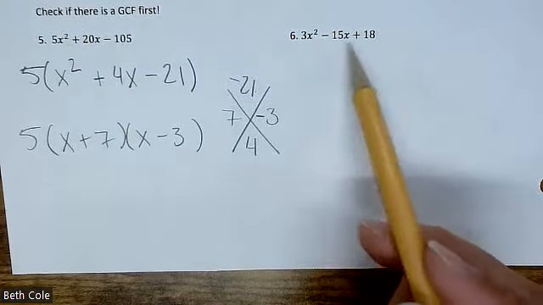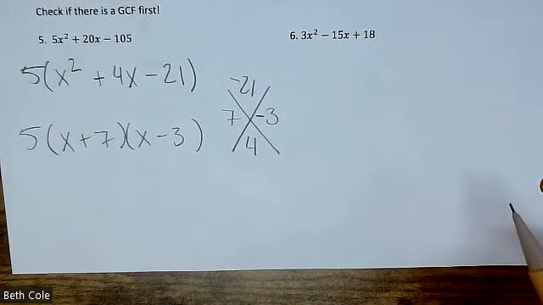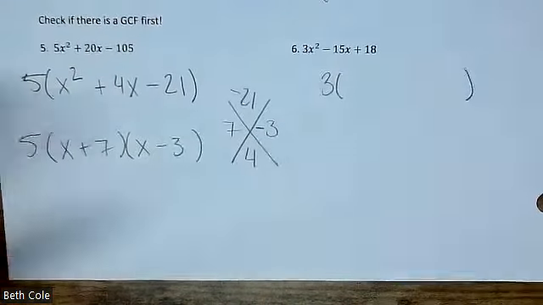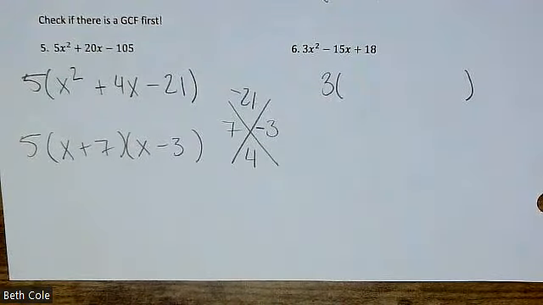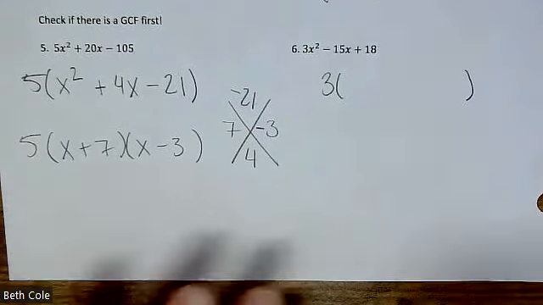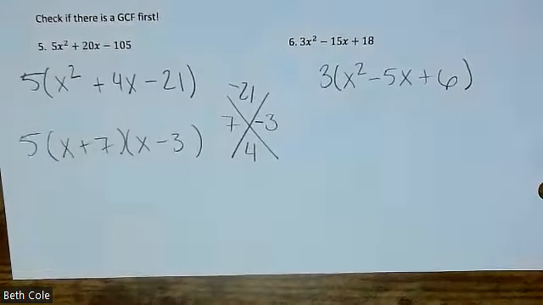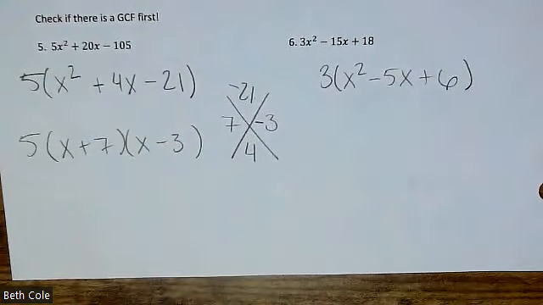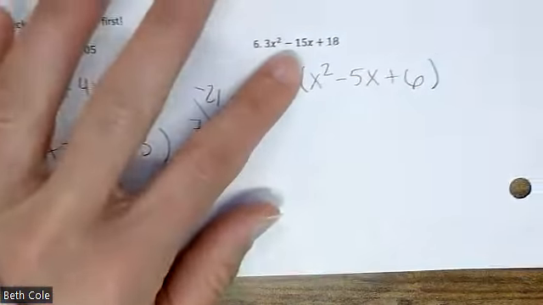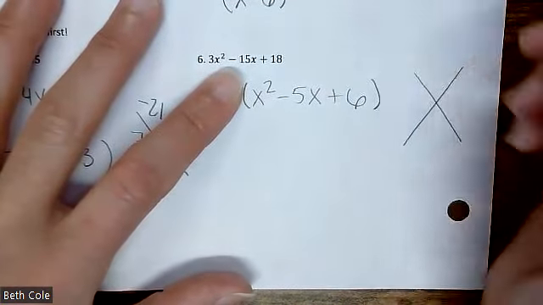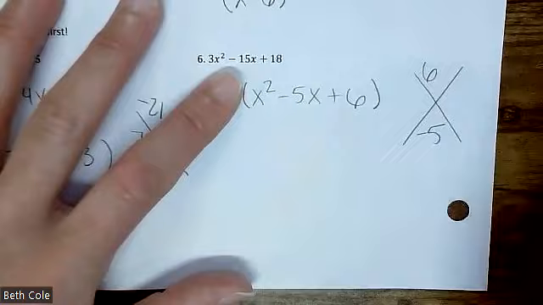So look at 3, 15, and 18. What number can you divide out of them? Good. Put a 3, draw your parentheses, and you're just going to divide them all by 3. So that'll leave you with x squared, minus 5x plus 6. So you kind of ignore the 3 at this point. The 3 is sort of just there. Draw your X. 6 goes on the top, negative 5 goes on the bottom.